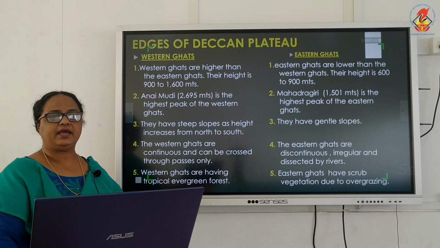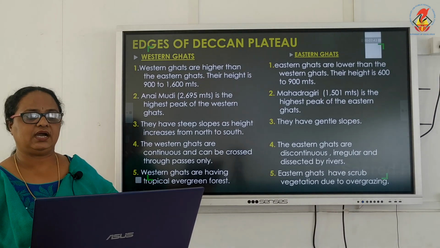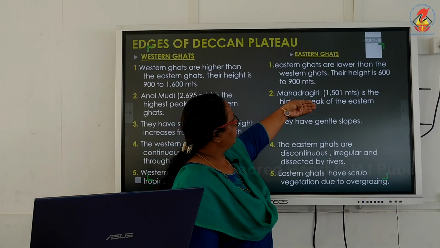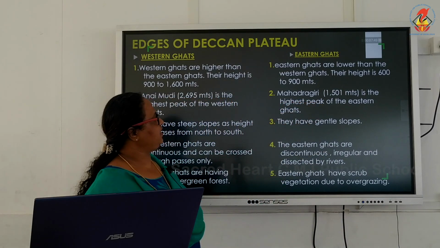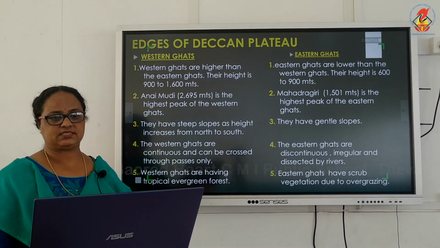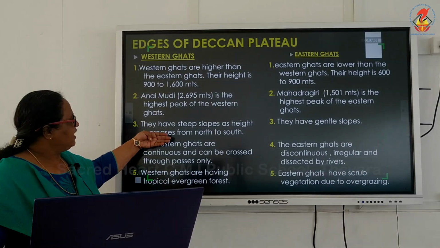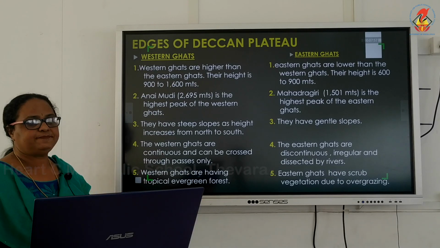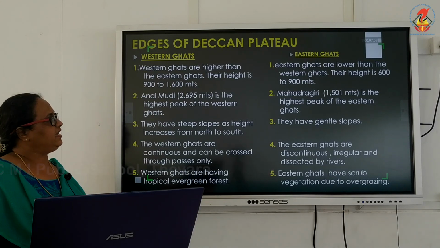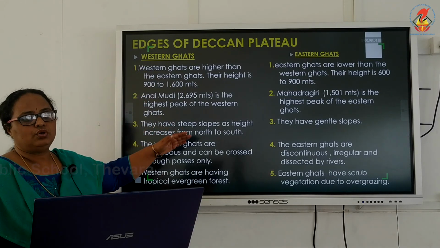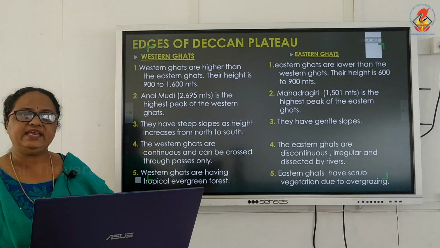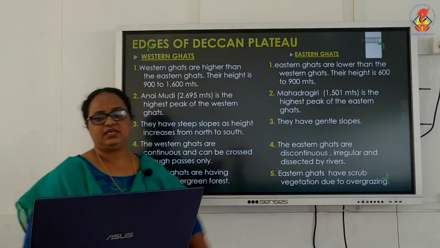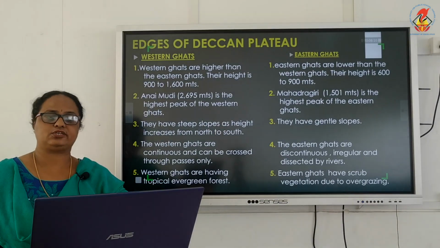Anamudi is the highest peak of the Western Ghats. So what about the Eastern Ghats? Mahendragiri is the highest peak of the Eastern Ghats. The third point is that the Western Ghats have steep slopes, as height increases from north to south. What about the Eastern Ghats? They have gentle slopes. Eastern Ghats have very gentle slopes.